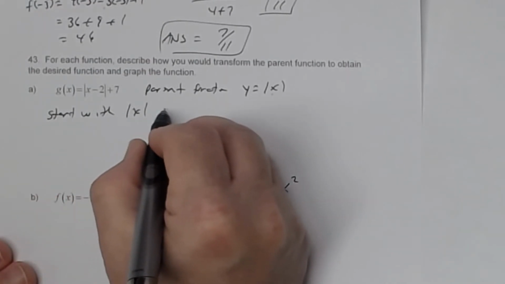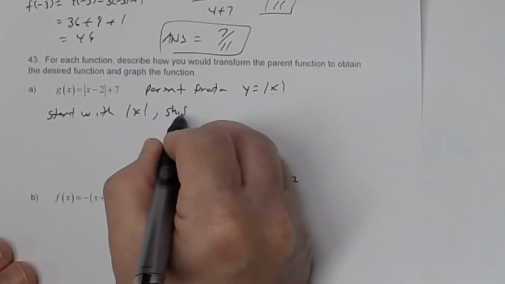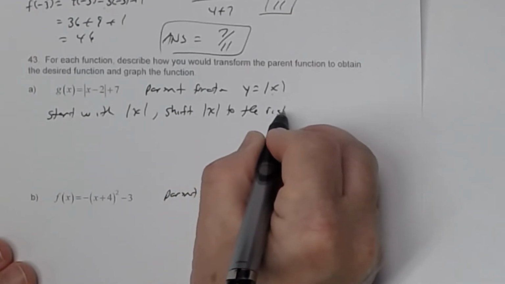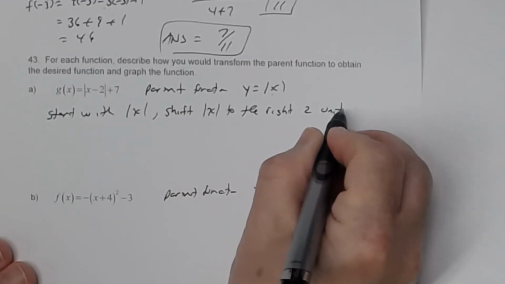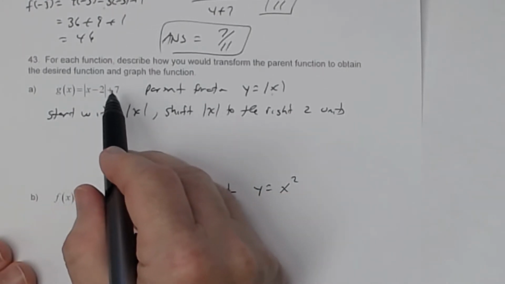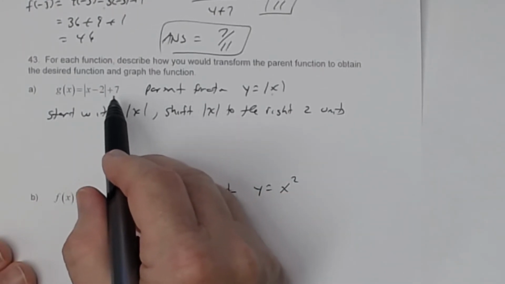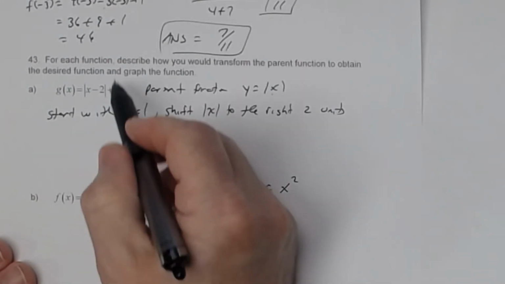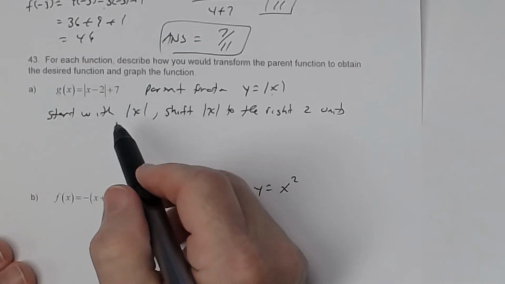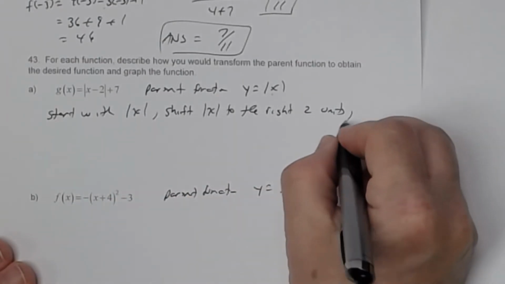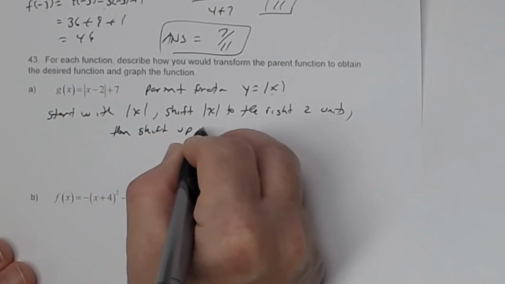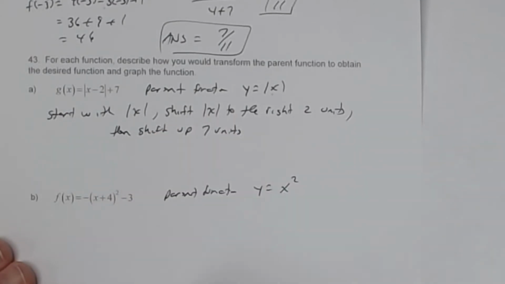So you're going to start with absolute value of x, then shift absolute value of x to the right 2 units. Okay, once you shift to the right 2 units, then the rest of this is easy. You're taking, remember, plus 7, that's that vertical translation. So since it's plus 7, you're then going to shift it up 7 units. Then shift up 7 units. Okay?